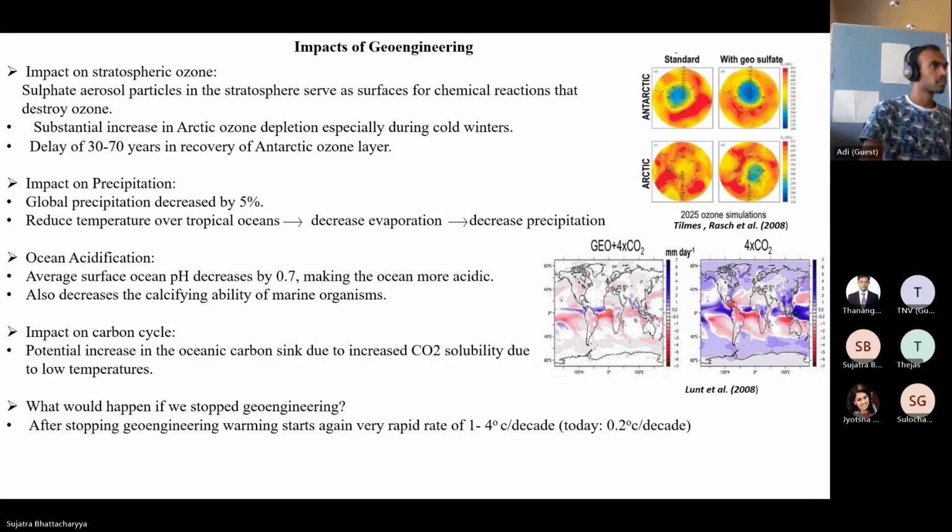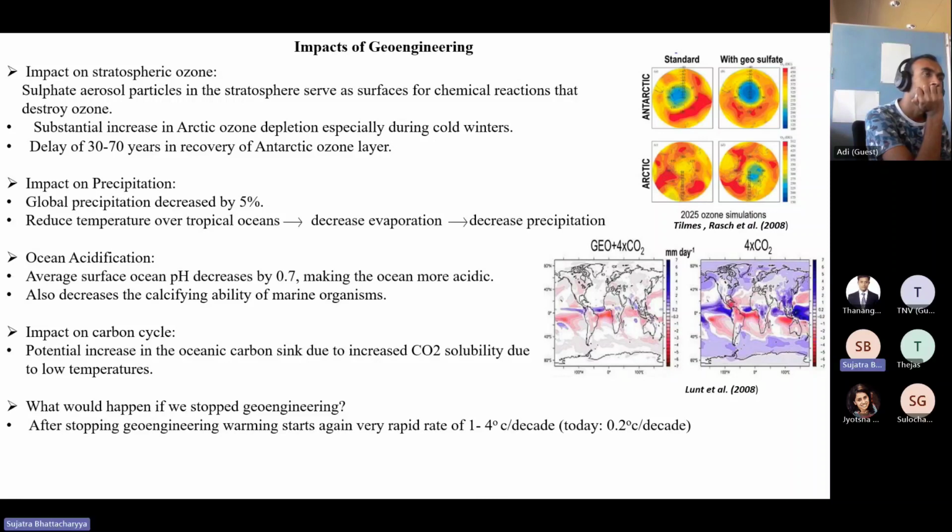There is ocean acidification. If we pump more and more carbon dioxide into the ocean, the average surface ocean pH decreases by 0.7, making the ocean more acidic. There is also an impact on the carbon cycle, the potential increase in the oceanic carbon sink due to the increase in CO2 solubility at low temperatures.